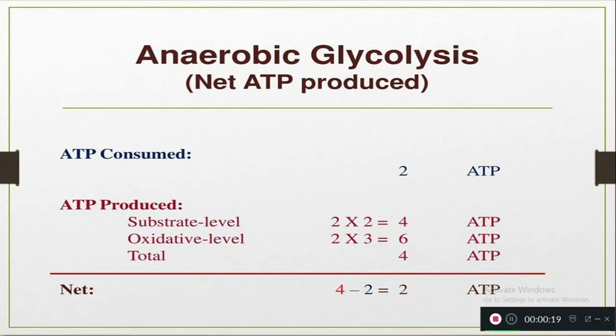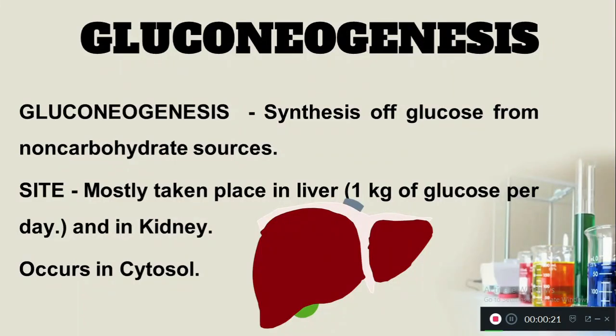The next important question which we are going to discuss in this video is gluconeogenesis. Gluconeogenesis means the synthesis of glucose from non-carbohydrate sources. The site where it takes place is mostly the liver. Around 1 kilogram of glucose per day is produced by gluconeogenesis in the liver. Also, this occurs in the kidney, and the site where exactly it is happening is the cytosol of the cell.